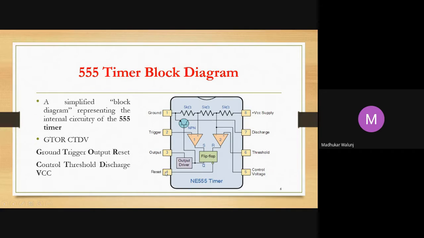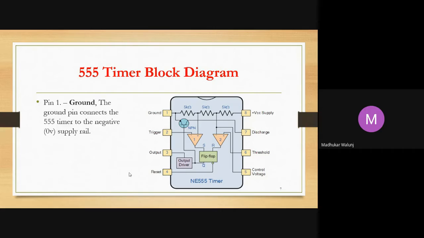And lastly, the reset pin is connected to the flip-flop, and it is an inverted one, so it is called an active low input. For that purpose, pin number 4 is always connected to VCC, so that after the bubble it will be 0 to the flip-flop. It will not reset the flip-flop. So this is the IC 555 timer block diagram.